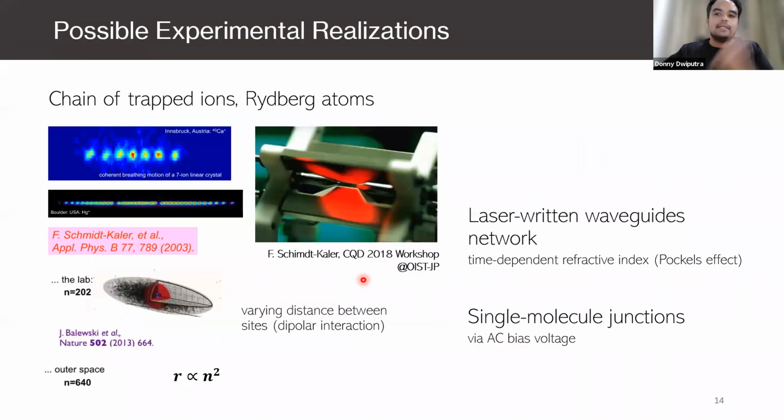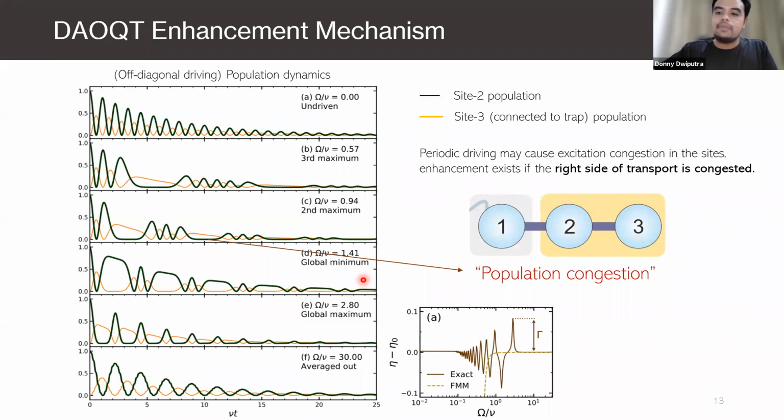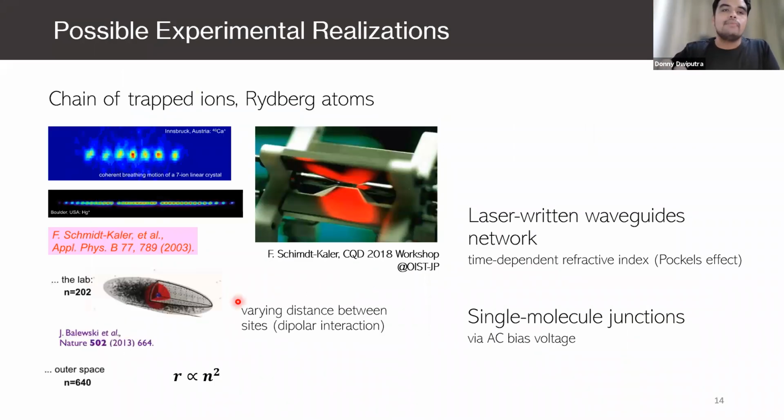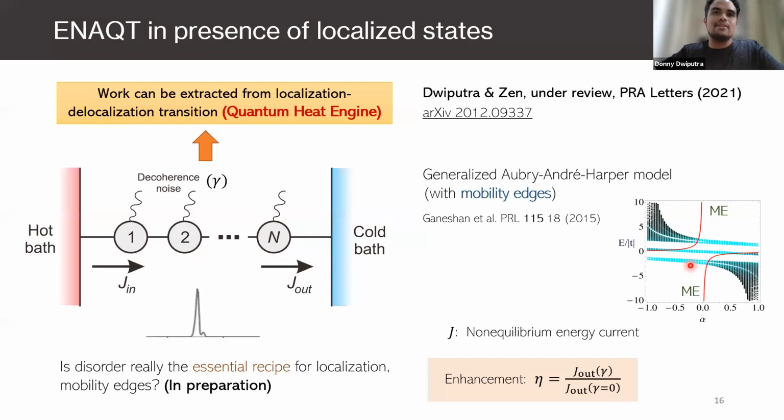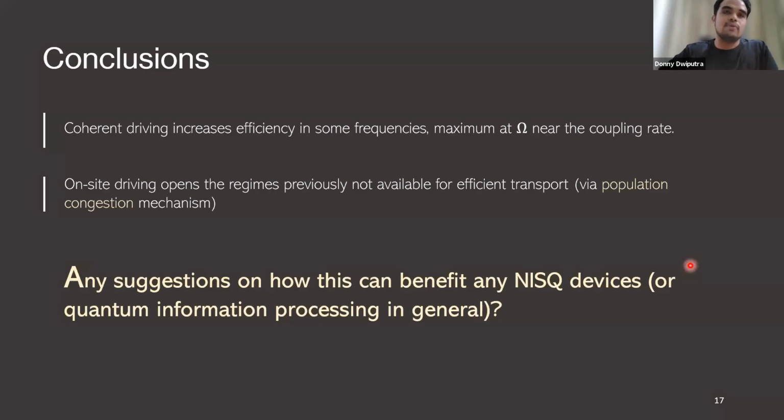So, model 1 and model 2 can be realized in some experimental realizations, for example, in Rydberg atoms by varying the distance between the sites, and in waveguides by manipulating the refractive index, and some others. Actually, this was one of the questions already, so that was good. After that, this is not related directly to the rest. I can jump to the conclusions.